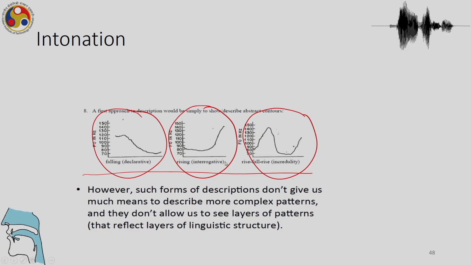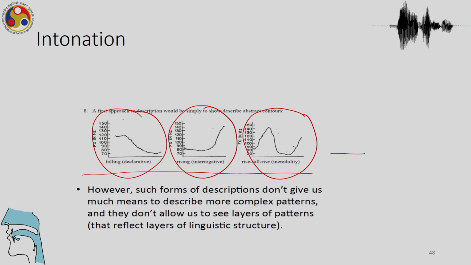So this is the controlled modulation of pitch, and we will look more into this in the following lecture. However, one should remember that such forms of description don't give us enough means to describe more complex patterns. They don't allow us to see the layers of patterns. So while this is extremely true, this is the controlled modulation of pitch, this does not let us see more into this utterance.